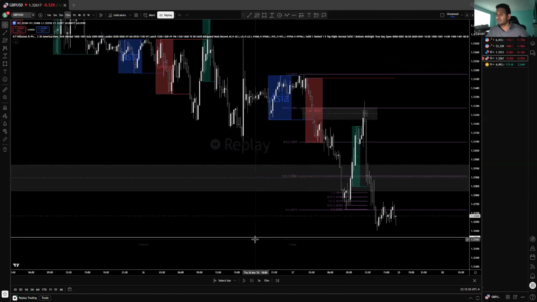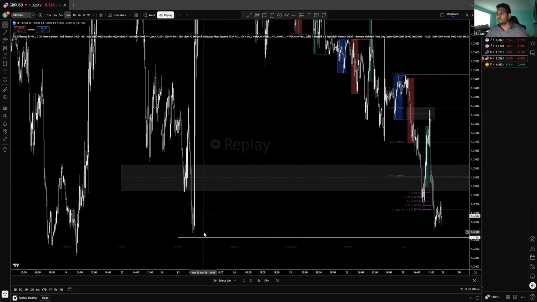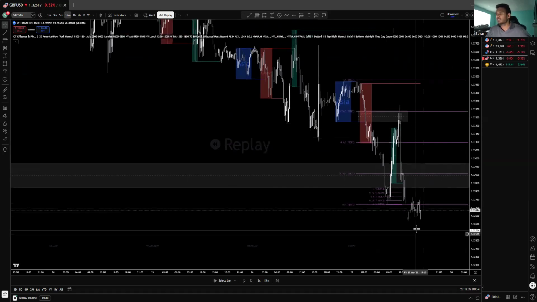It took this low. This is our weekly low, or rather the weekly range low. This is where Monday starts and goes all the way up, right? So it's pretty close to this spot. For sure, tomorrow it's going to take that spot.